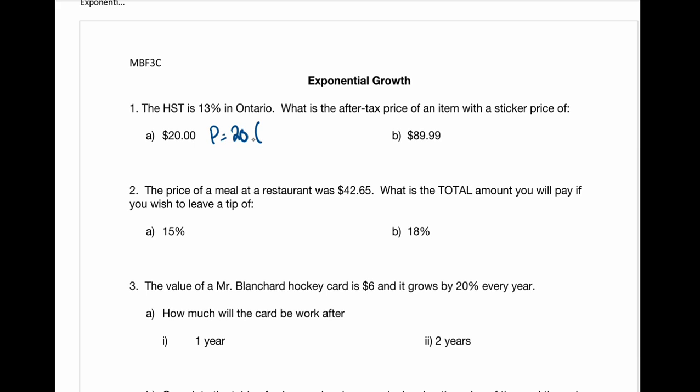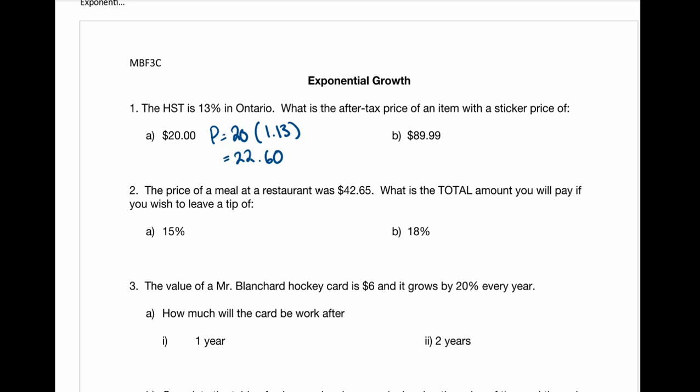So I can take $20 and multiply it by 1.13. The 1 is going to be the original amount. The 0.13 is going to be the tax. And when I calculate this, I get a value of $22.60. So by having that 1 as well as the decimal version of my percent, I can just multiply it once, and my final answer will include the original amount plus the 13% that I'm adding on.